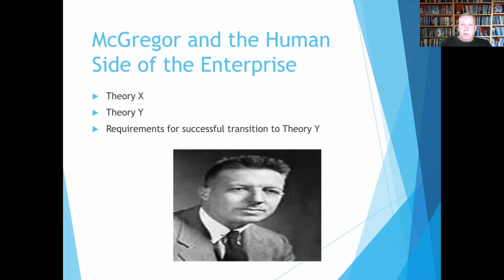So McGregor argues to us that what we need to do in organization theory is find a way to transform our theory X organizations into theory Y organizations to make them match our theory Y employees. So how do we do that? One of the primary ways we do that is to borrow from Mary Parker Follett in her idea of self-determination. To have organizations allow employees to self-determine, to determine what they're doing on a daily basis so that they can enrich their own jobs and then identify with the jobs that they are doing.